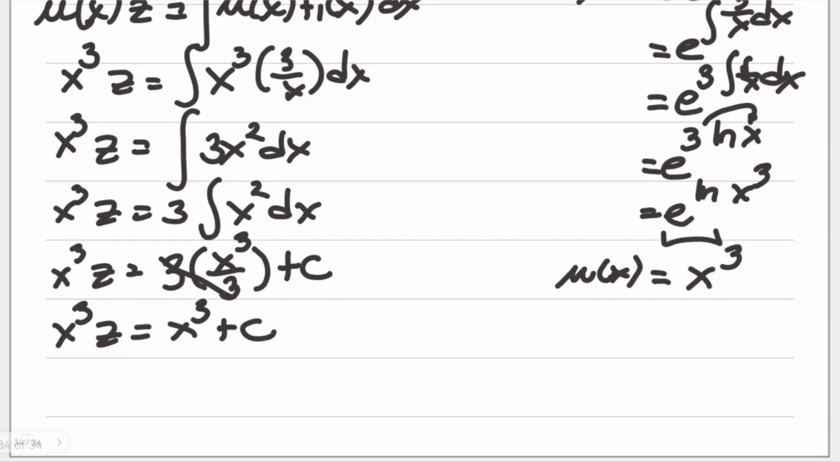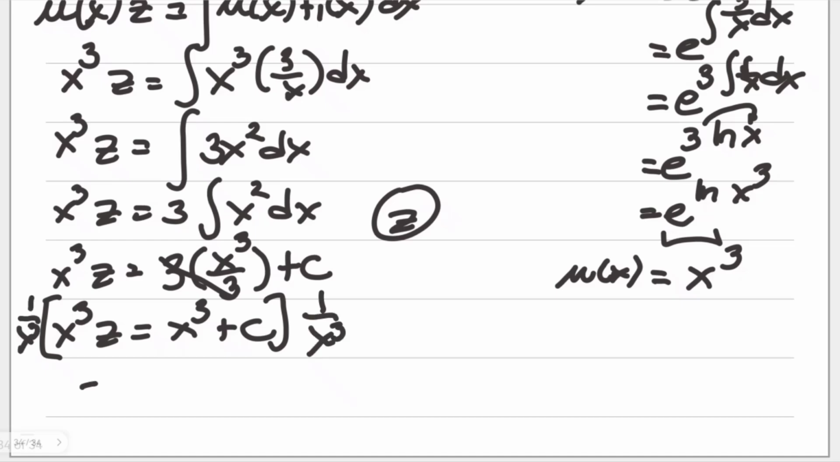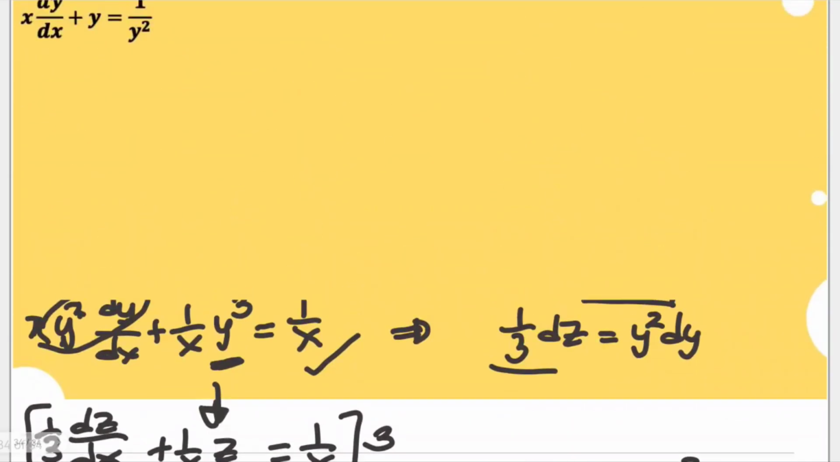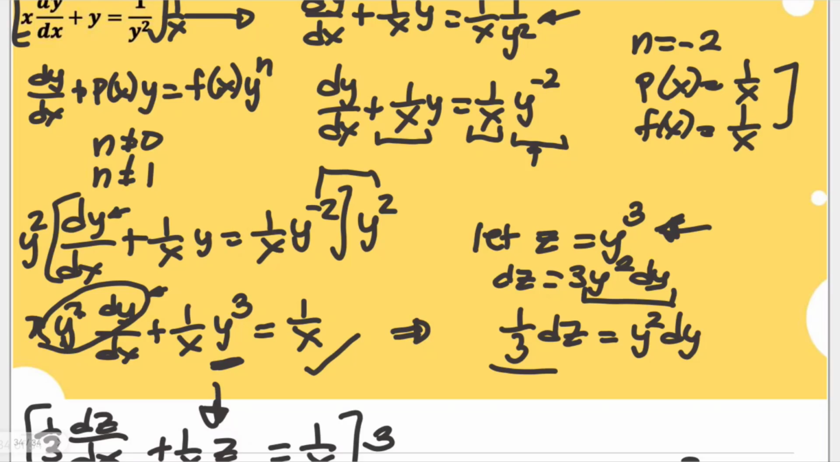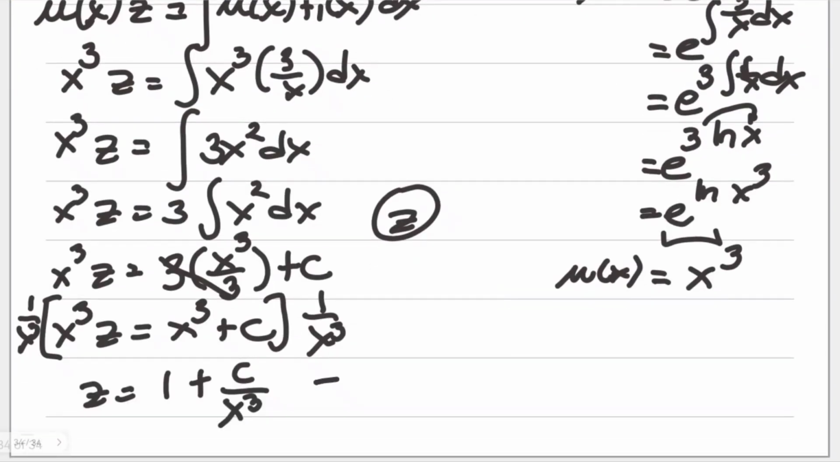Okay? Now we're solving for z. You would like to solve for z, so let's multiply all parts here by 1 over x cubed. So we have z is equal to 1 plus c over x cubed. Right? C over x cubed. That's our z. Now take note, z earlier is represented by y cubed. So this can be written as y cubed is equal to 1 plus c over x cubed.